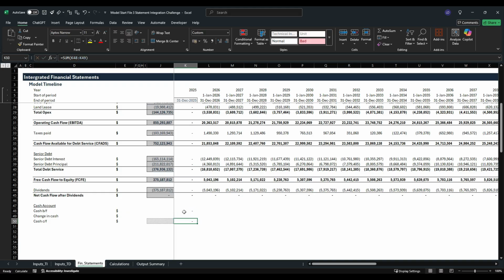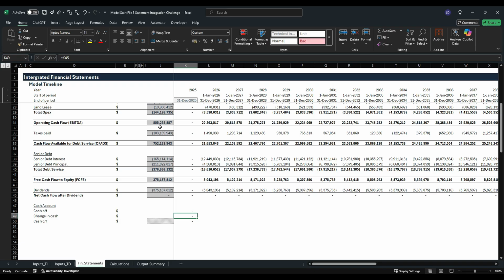So how you can read this is the cash at the beginning of the period, and this is the cash at the end of the period. So if you look in 2026, the cash brought forward will reflect the cash amount in our accounts on the 1st of January 2026. And on here it will reflect the cash at a given moment in time, which is the 31st of December 2026. And for our change in cash, all we have to do is refer to our net cash flow after dividends.